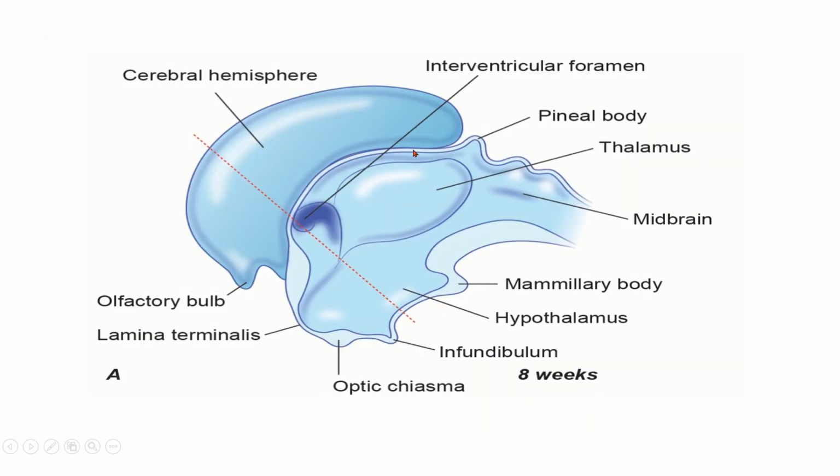You can see here this is the roof plate. You can see the caudal part of the roof plate forming the pineal body. In the floor of the diencephalon, you can see there is formation of the mammillary body. You can see the infundibular process which forms the neurohypophysis, and you can see the optic chiasma.